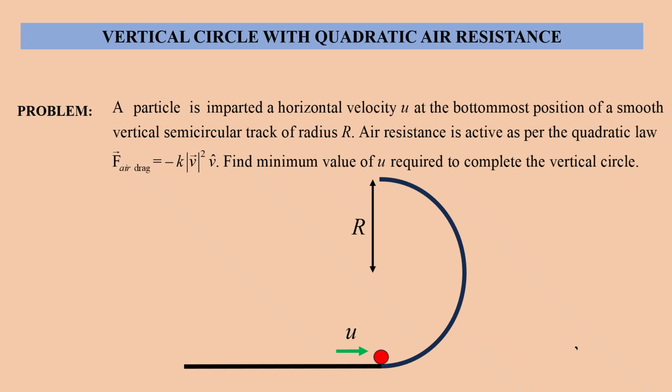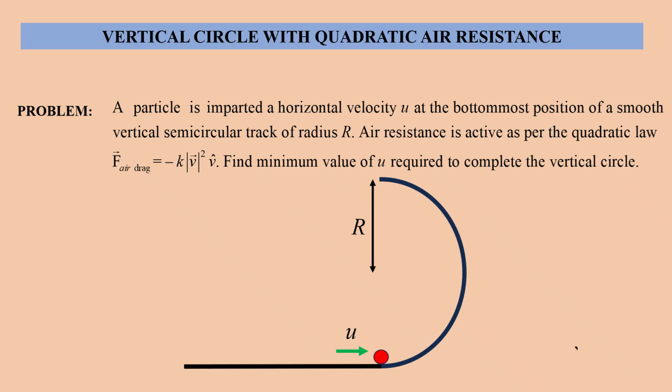Everyone, in this video I shall be discussing the physics problem of vertical circular motion of a particle with quadratic air resistance. First, read out the problem statement. A particle is imparted a horizontal velocity u at the bottommost position of a smooth vertical semicircular track of radius r. Air resistance is active as per the quadratic law.